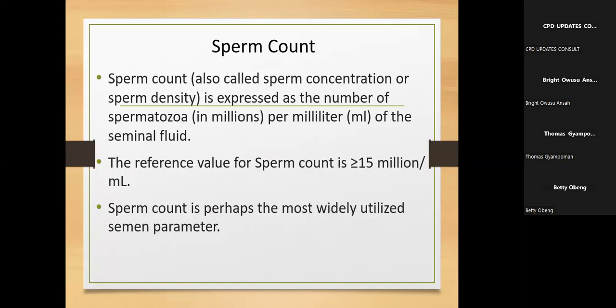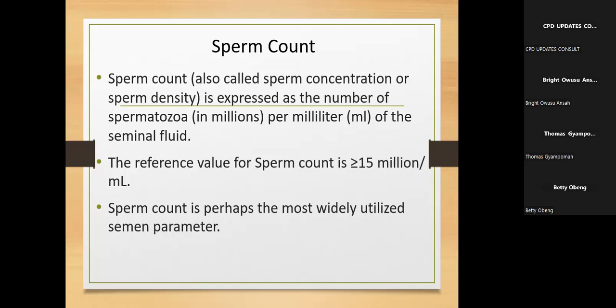The sperm count, or sperm concentration, or sperm density, is expressed as number of sperms in millions per milliliter. That is the way to report it. And of course, the reference now is greater than or equal to 15 million per mL. Remember, we said that we are used to the 20 million. The current reference point from WHO is greater than or equal to 15 million.